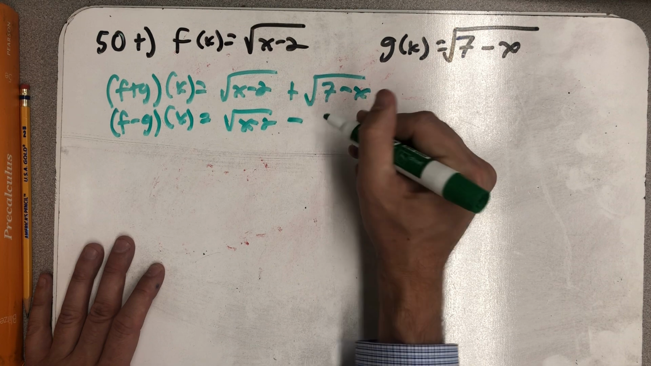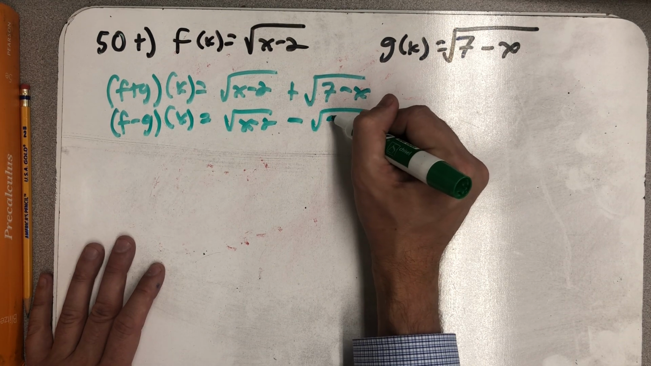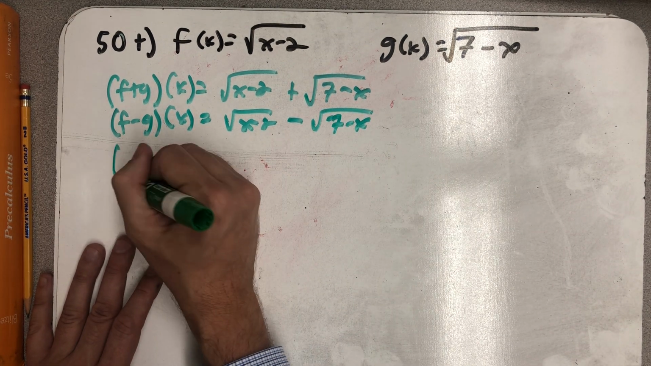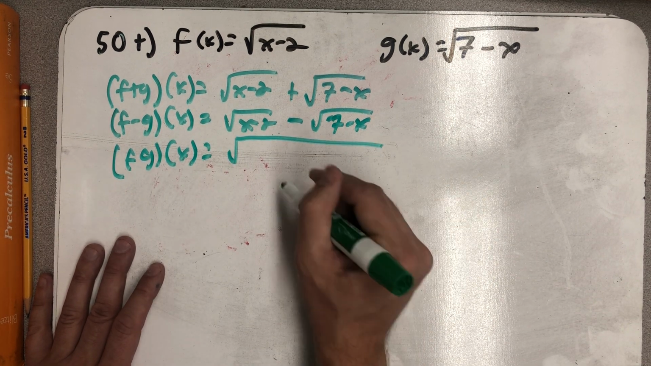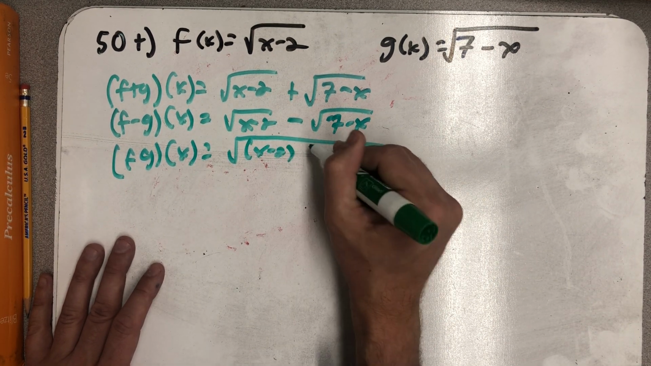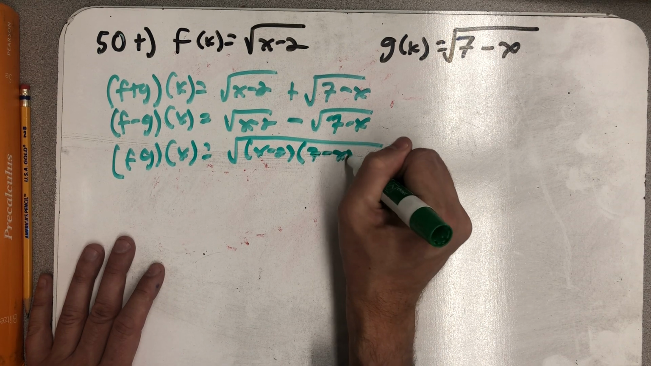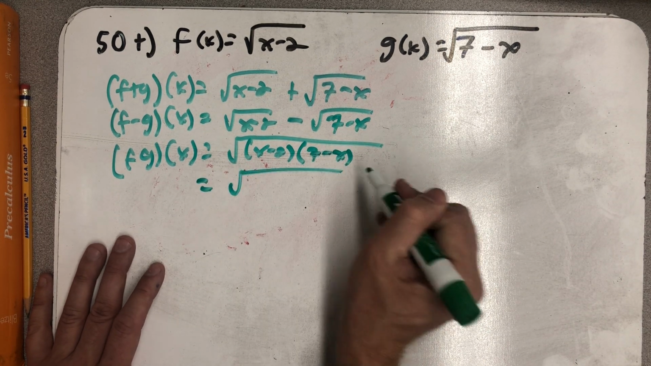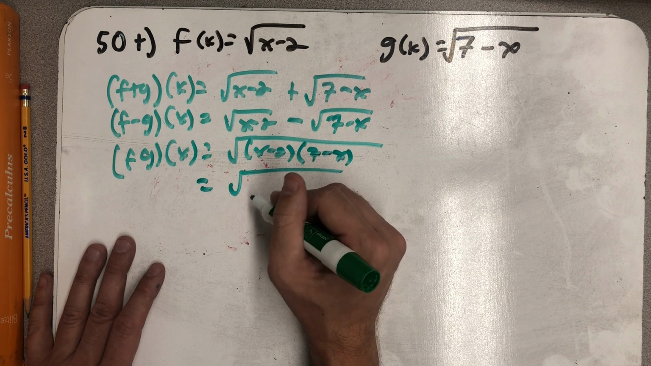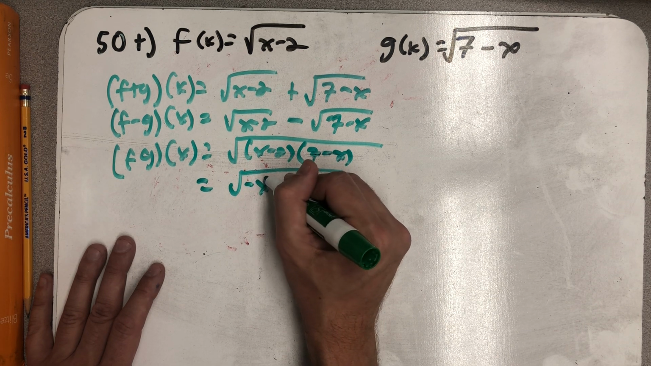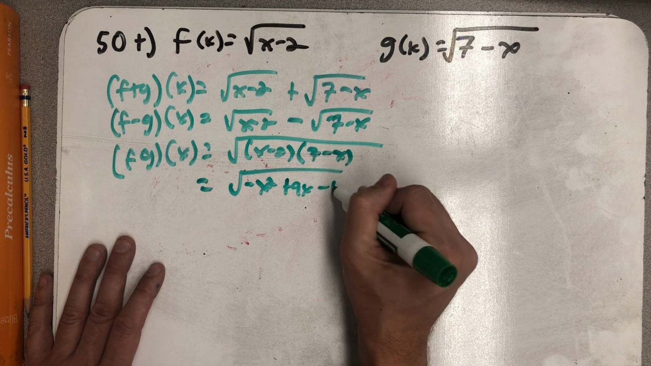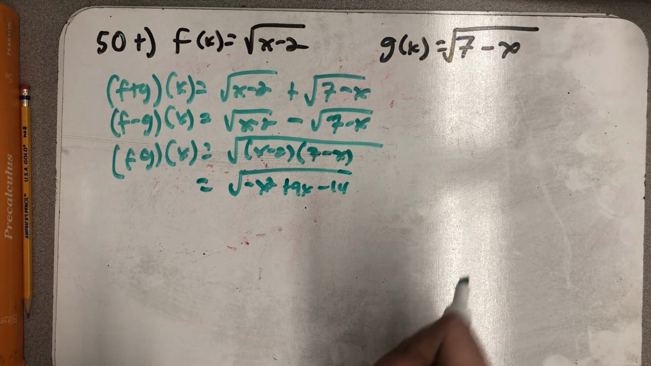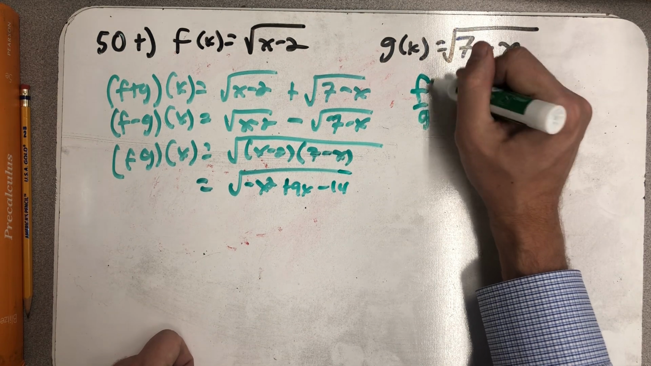Nothing to simplify on addition or subtraction of square roots here. F times g, at least I get to distribute. Because I'm multiplying, I can write things under the same radical. And when I multiply all of that out, I end up with minus x squared. Let's see, I'm going to end up with a 9x in the middle, minus 14. And then finally, f divided by g of x.